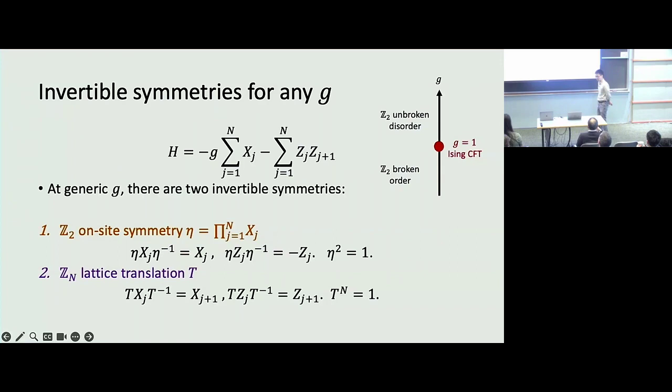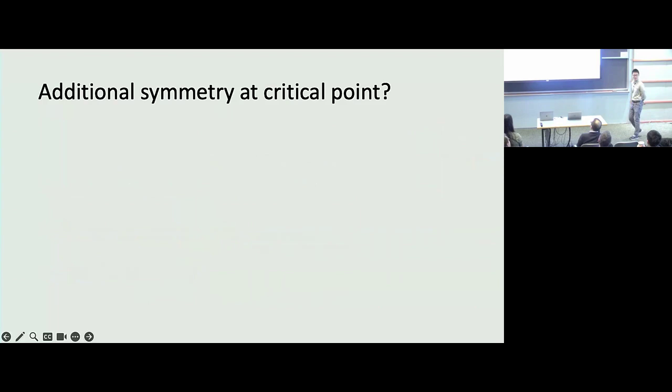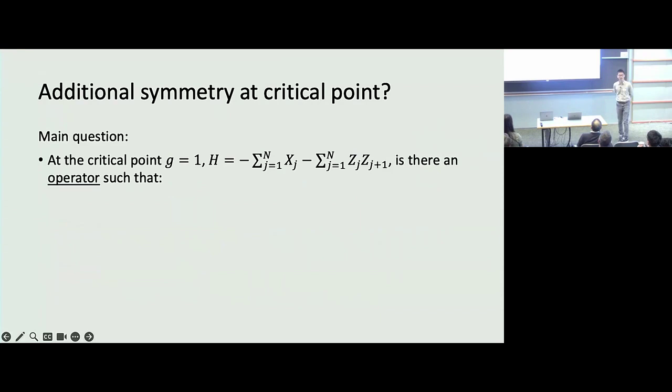Now, what's the question we would like to ask? The question we would like to ask is, right at g equals 1, that's the point where when you take the thermodynamic limit, it becomes the Ising conformal field theory. So g I have set to 1 here. Is there an additional symmetry?